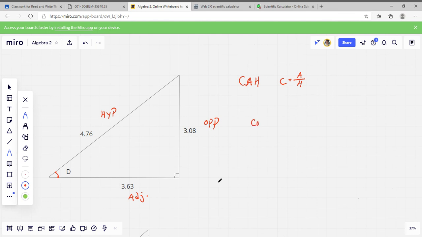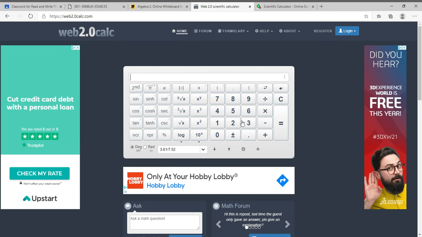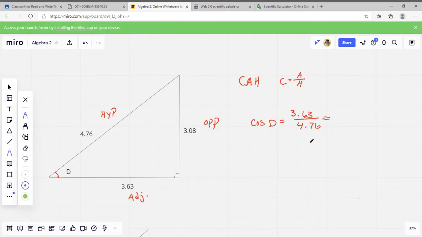So the cosine of D equals our adjacent, which is 3.63, over our hypotenuse, which is 4.76. So I just have to calculate that. 3.63 divided by 4.76, and I get 0.76. And that's the correct answer for that one. So this one equals 0.76.